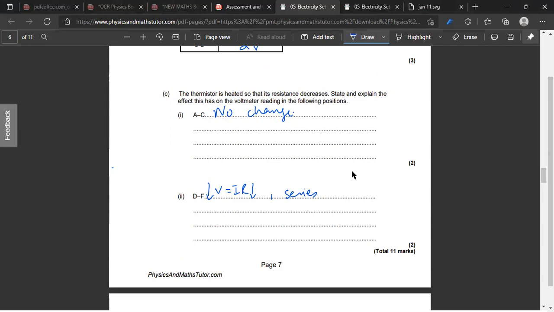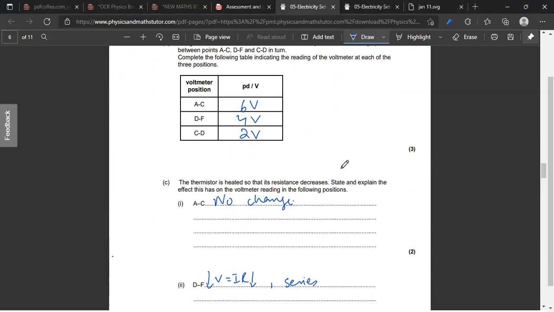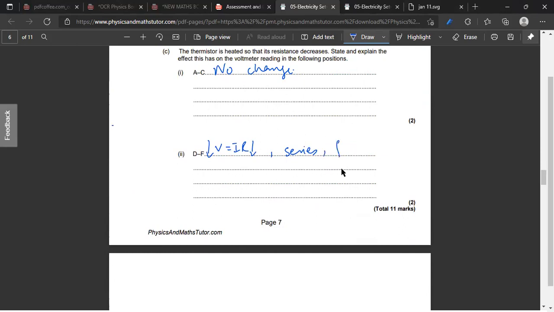the points B, D, and F are in the same branch. So from B to D to F, current is constant because it's in series. If R decreases, V decreases. It's basically the direct proportion thing. V equals IR and I is constant, so R will be decreasing. R decreases, V will decrease.